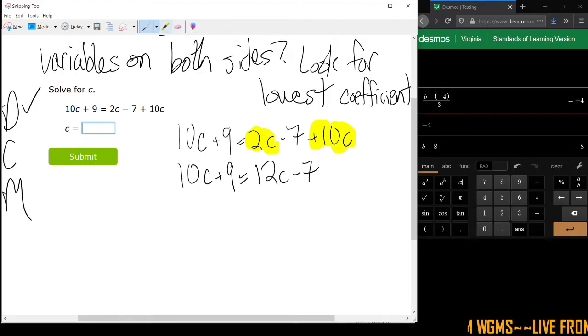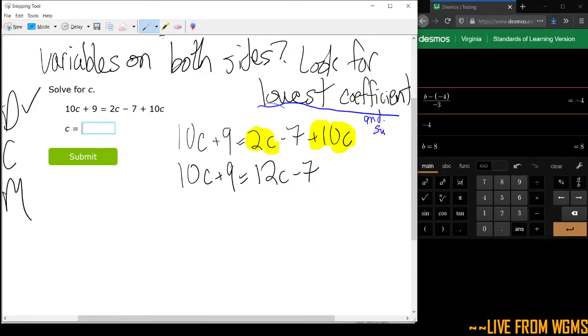All right, so now I want to look for that lowest coefficient. So which is going to be my lowest coefficient? Again, that's that value attached to my variable. So I'm comparing 10 and 12. Well, we know that 10 is lower, and so that is what I'm going to subtract by. So let me write that. So look for a lowest coefficient and subtract.